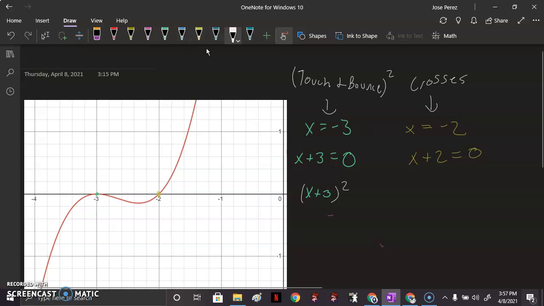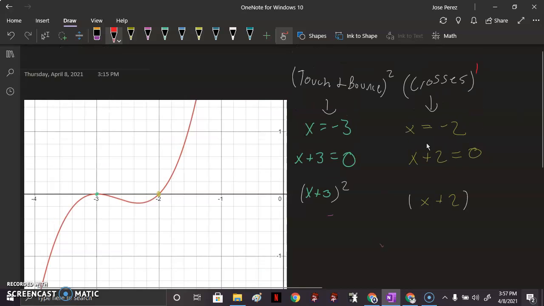Now what about the one that crosses? What will happen? Well, it crosses, so nothing magical happens, so it's just a regular x plus 2. It does have a degree of 1, so I'll put that there, but it's not the most important thing, because you can see that it already has a degree of 1. But I'll just put it up here. It crosses, and it has a degree of 1.